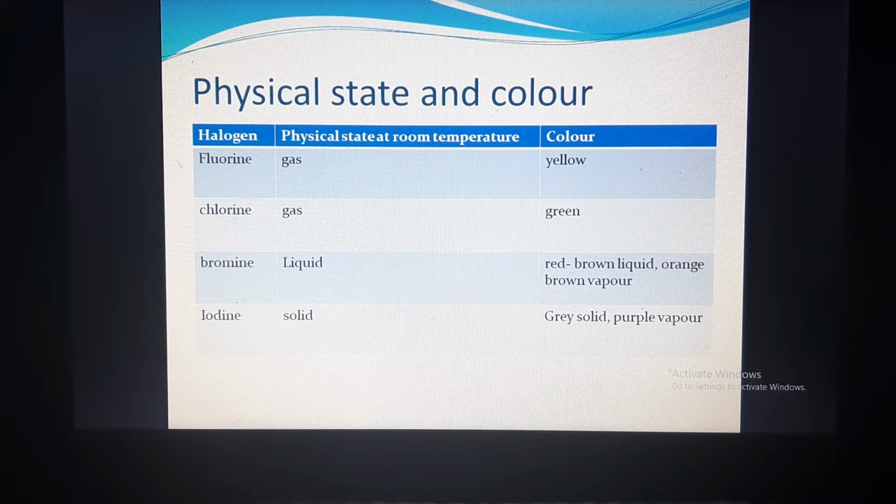Next one, iodine. Iodine is a solid. It is the solid halogen. Only one solid halogen, that is iodine. What is the color of this solid iodine? Iodine exists in the form of I2. It is a grey colored solid, and if the temperature increases, it is able to form vapors, but the vapor seems to be purple in color. So, these are about the physical state and color of halogens.